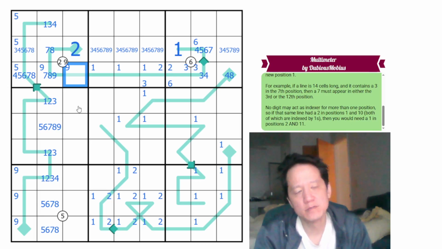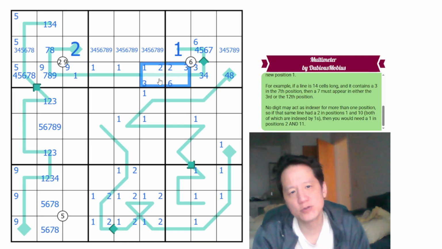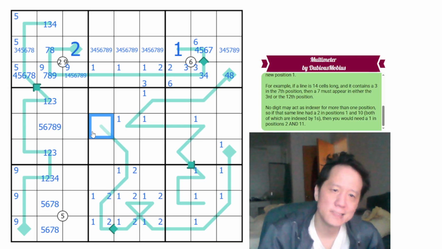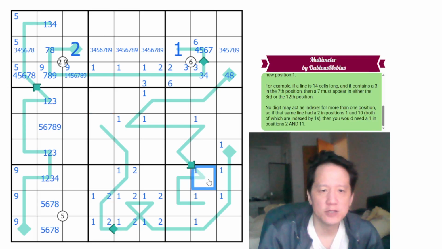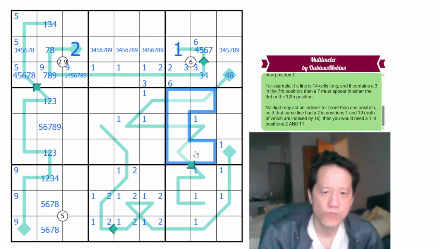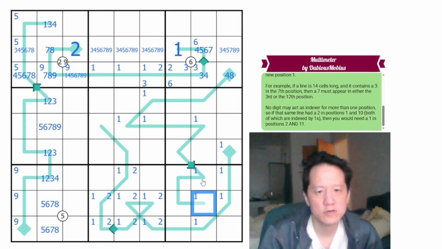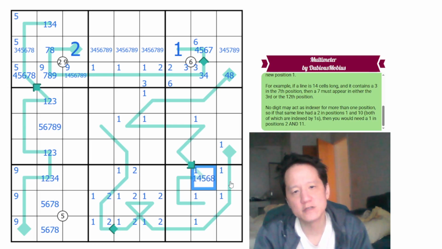This could be one. Cannot be 2 or 3. It could be 4 through 9. What digit can this be? Again, it cannot be any of these ones. It could be 4, 5, 6, or 8. Or 1 or 4. So this could be 1, 4, 5, 6, 8 as possibilities.